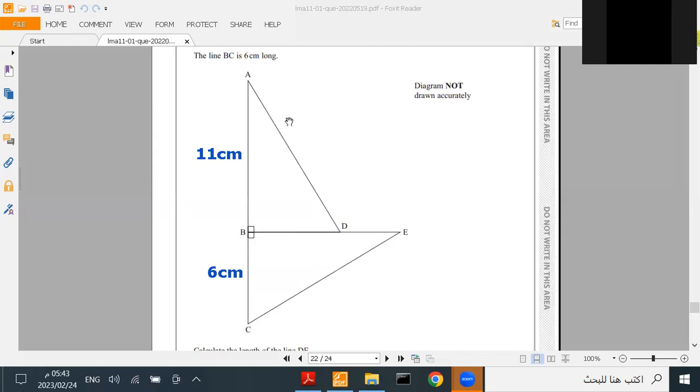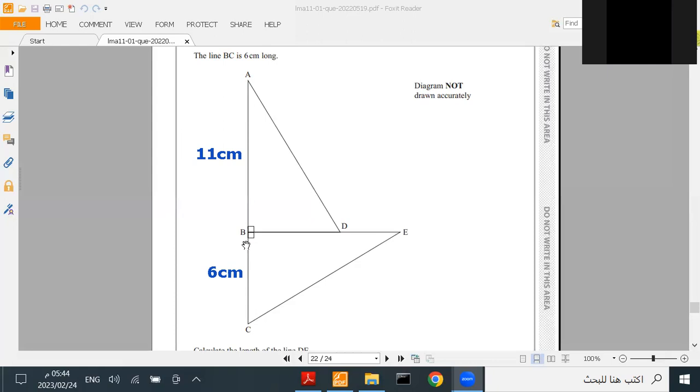So AC is 17. BC is 6 centimeters long. We need DE. What is the length of DE? That's the question. Now, how do we find it? First, we said that 17 minus 6 equals 11. We found this line. AB is 11.